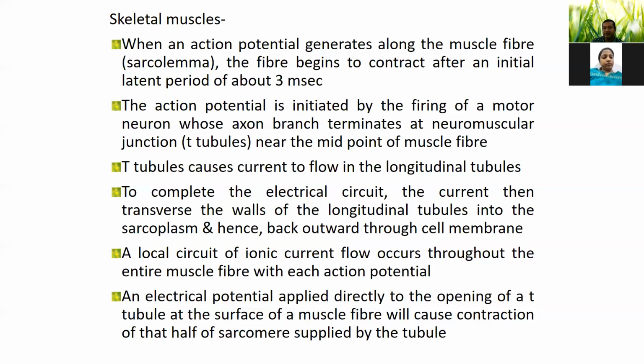When this electrical potential is applied to a T tubule at the surface of the muscle fiber, it will cause contraction of the half of the sarcomere supplied by the tubule, and the rest will be transmitted by the longitudinal tubules.